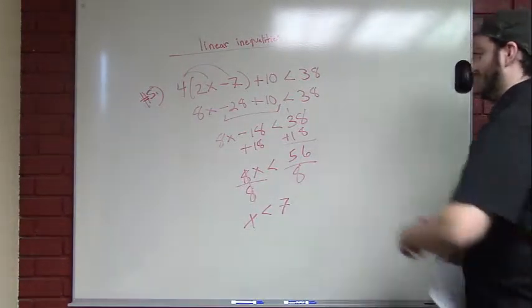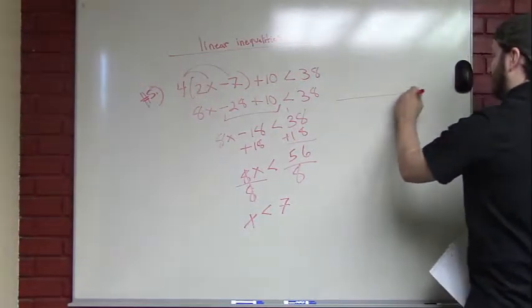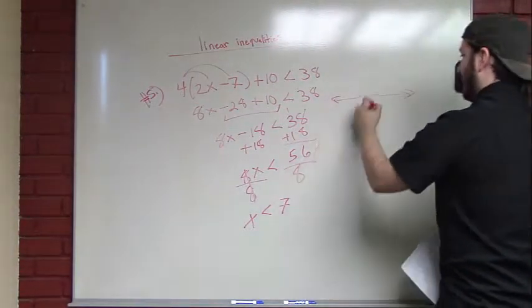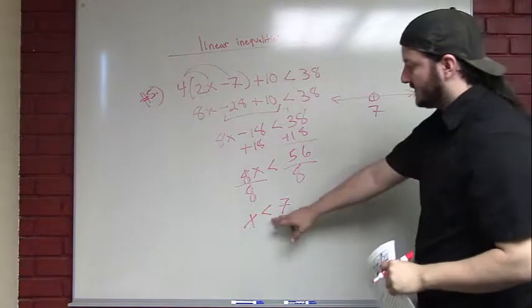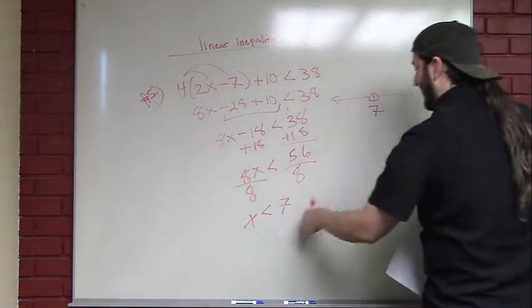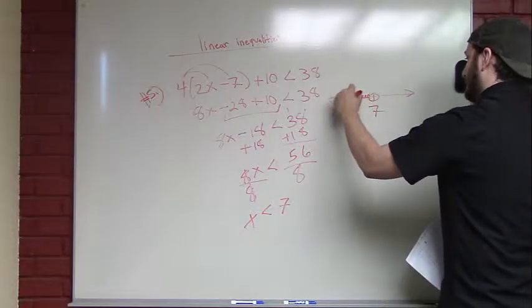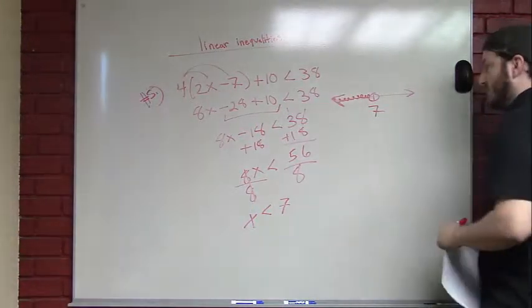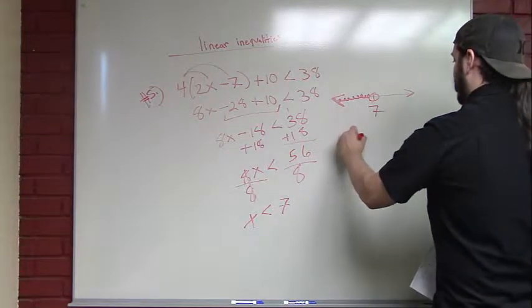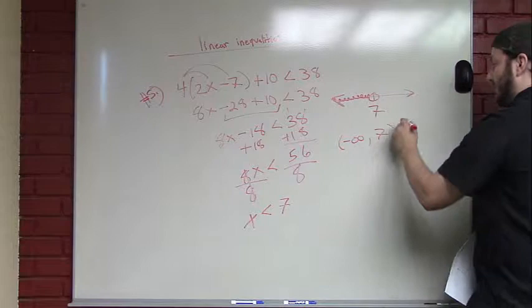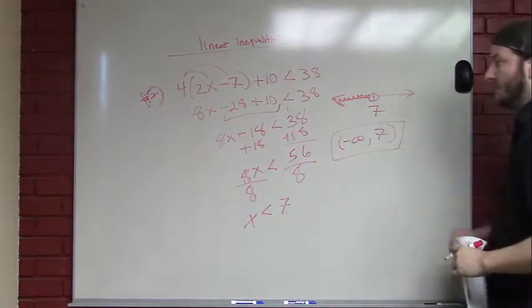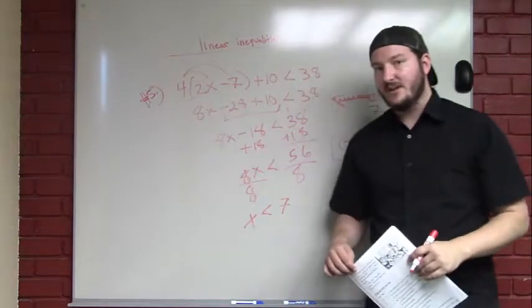So we got this guy. Now you just graph it. Plop that number on there, 7. It's an open circle because it's not equal to, x is less than 7. Okay? Boom, your interval notation is going to be negative infinity, 7, parenthesis. I think you guys are going to be getting it.